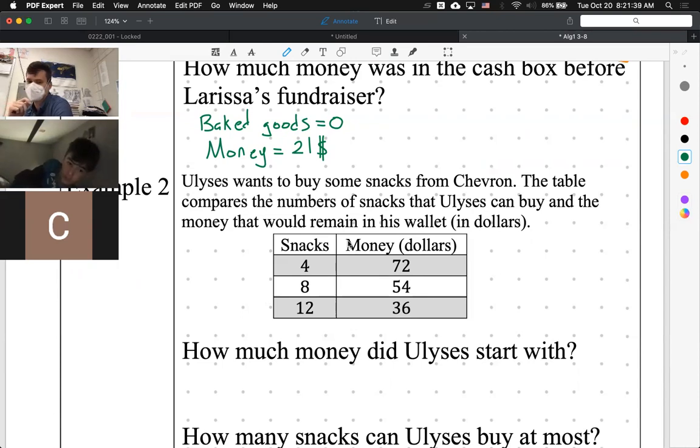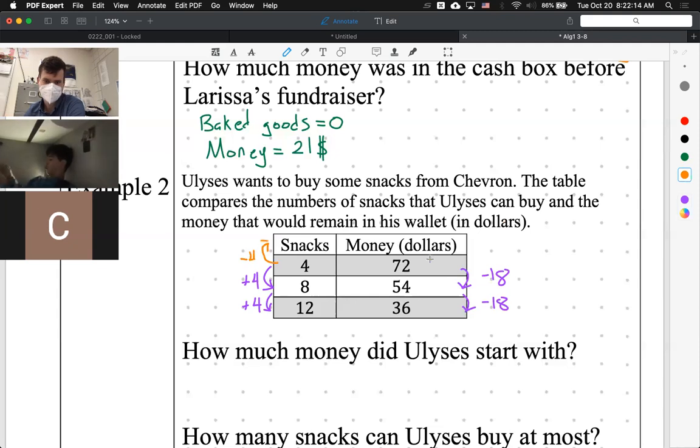When you subtract 72 to buy, okay, so the change in y would be -18, and then the change in x is positive 4. So then you just hop once from snacks to get to 0, and from 72 you add 18 once, so 72 plus 18, that'd be 90. $90.